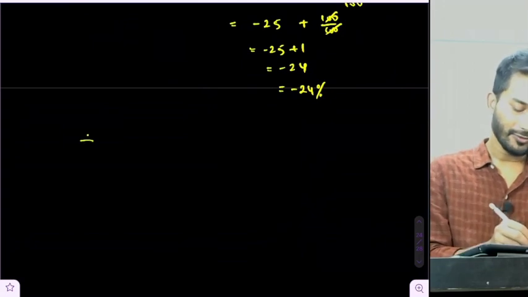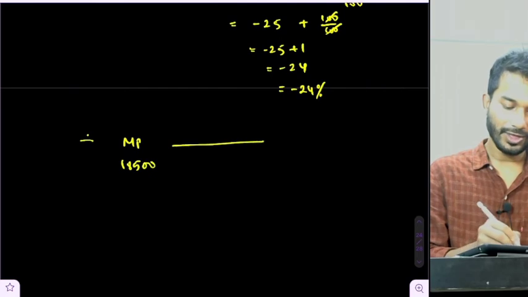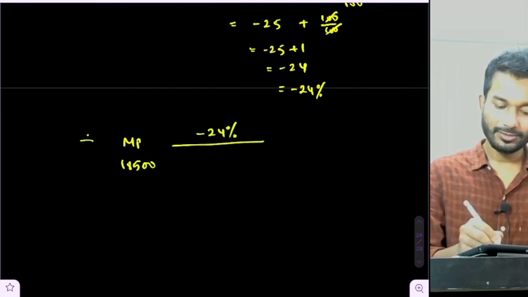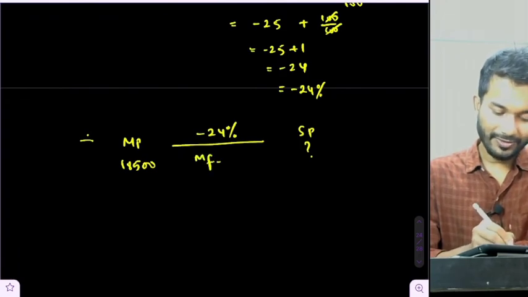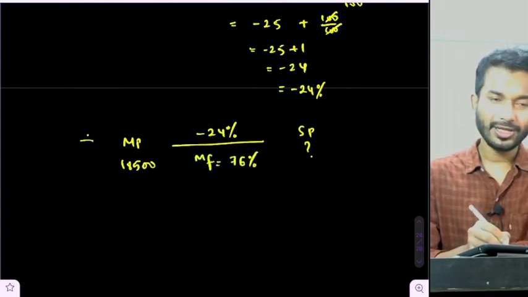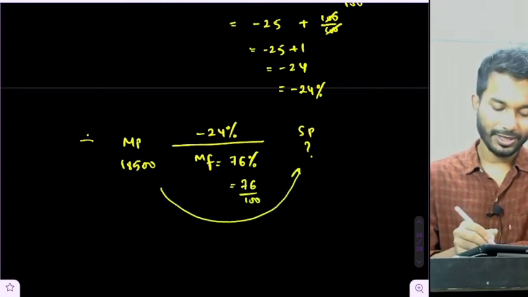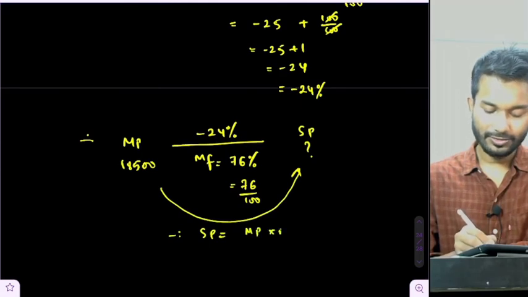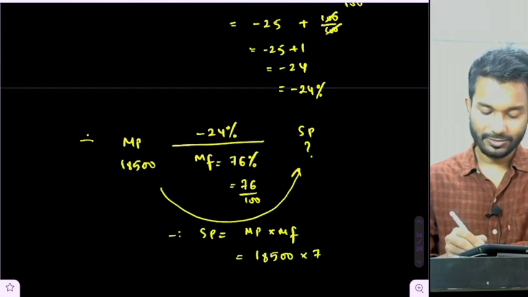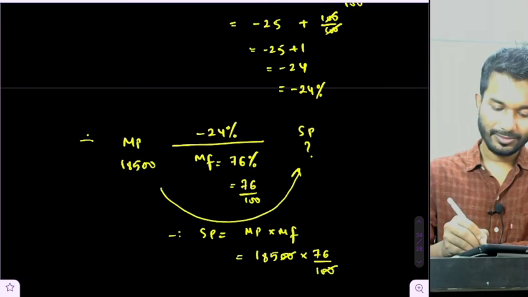So now, therefore, mark price is our 18,500, offering a discount of 24%. Selling price is unknown. So multiplication factor will be 76%. 100 minus 24 will be 76. So we have to go in the forward direction. Therefore, selling price will be our what? Mark price into multiplication factor. That is our 18,500 into 76 by 100. 100 cancel out.